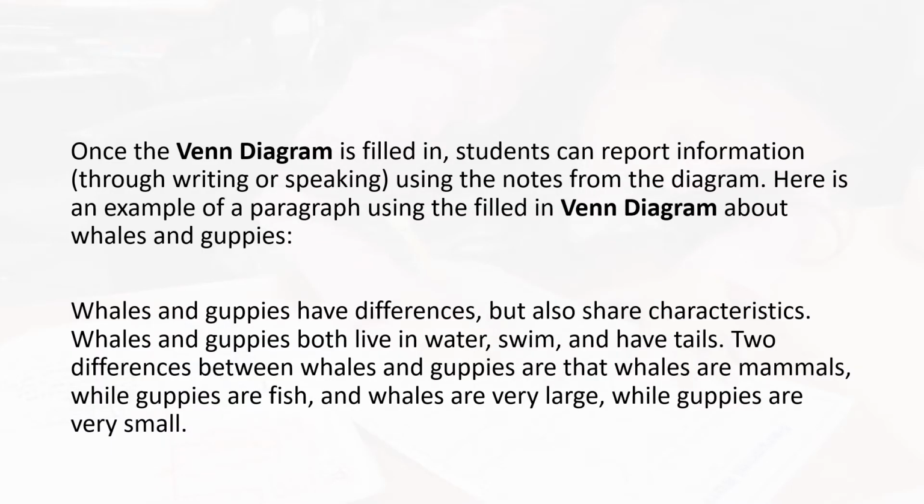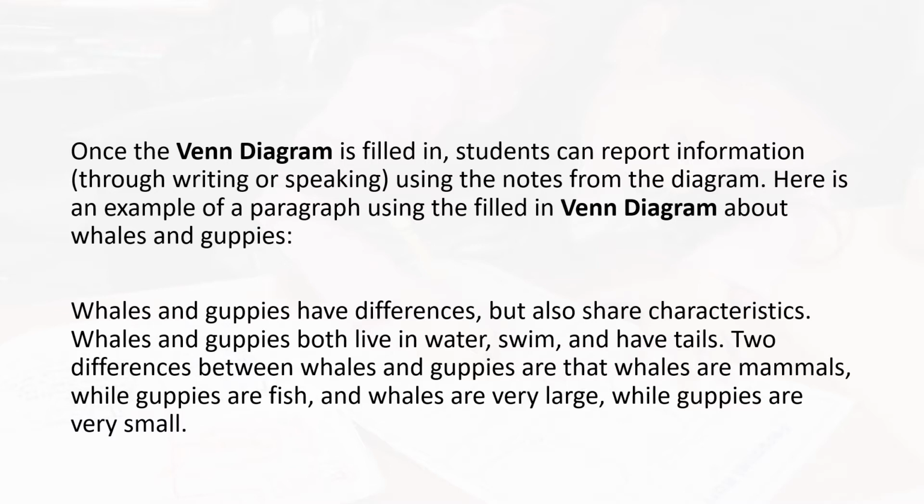Once the Venn diagram is filled in, students can report information through writing or speaking using the notes from the diagram. Here's an example of a paragraph using the Venn diagram about whales and guppies. Whales and guppies have differences but also share characteristics. Whales and guppies both live in water, swim, and have tails.